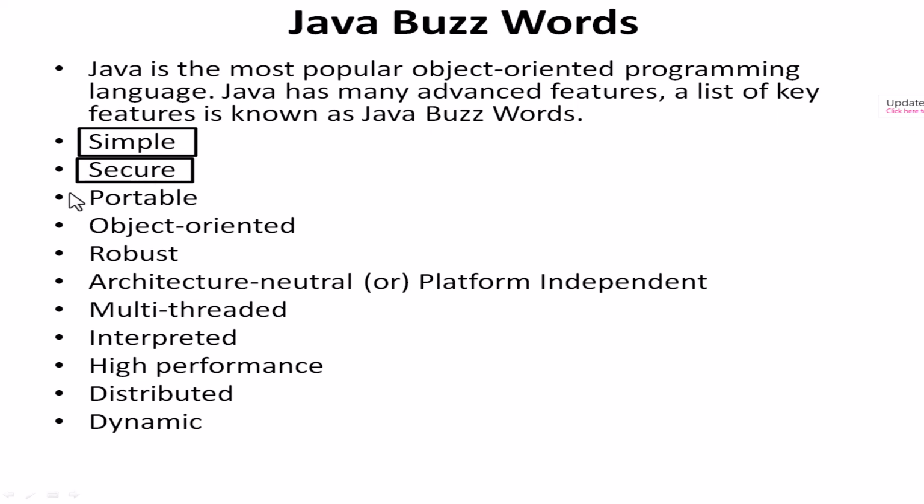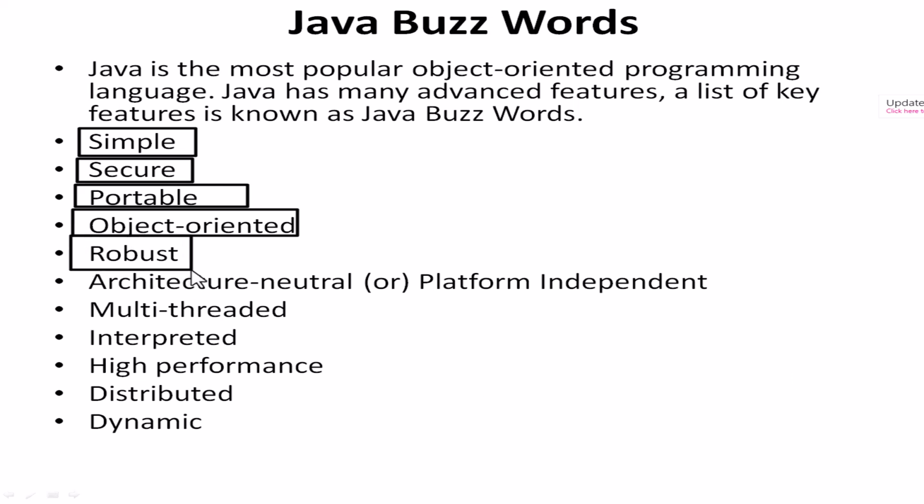Next one is portable. It allows the .class file to run once and execute anywhere, irrespective of operating system and irrespective of machine. It is portable. The other feature is object-oriented. It uses different object-oriented concepts like encapsulation, abstraction, inheritance, polymorphism, and other features. The main theme of object-oriented is reusability.